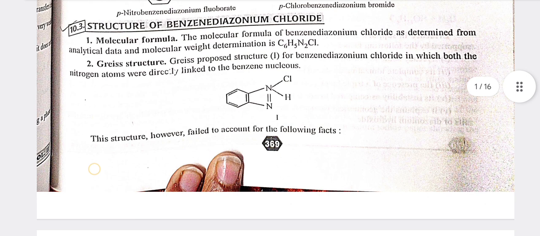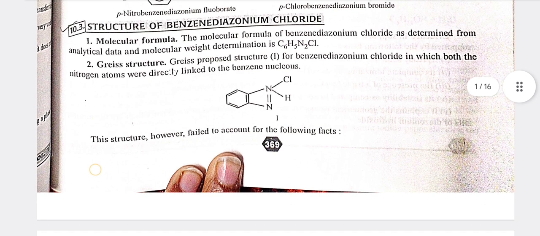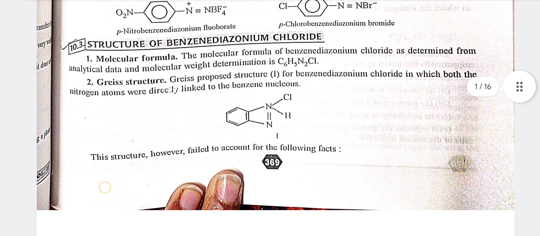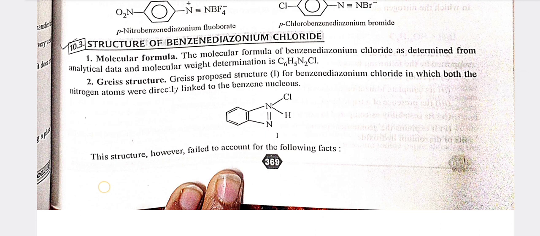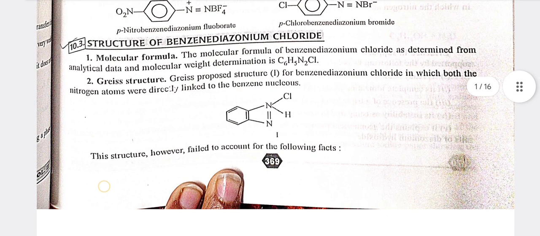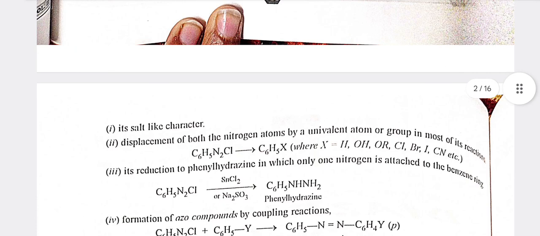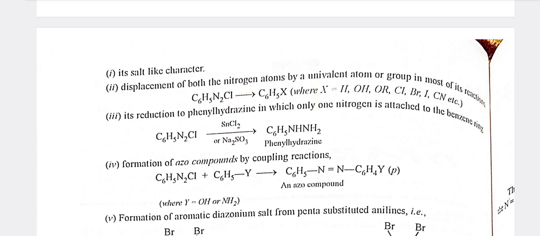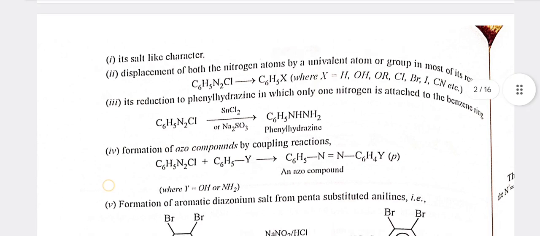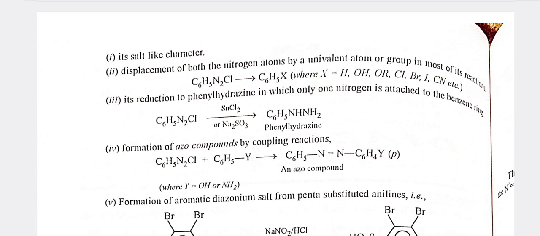Structure of benzene diazonium chloride. Molecular formula. The molecular formula of benzene diazonium chloride is determined from analytical data and molecular weight determination as C6H5N2Cl. Griess structure. Griess proposed a structure for benzene diazonium chloride in which both the nitrogen atoms were directly linked to the benzene nucleus. Its salt-like character, displacement of both the nitrogen atoms by univalent atom or group in most of its reactions, its reduction to phenyl hydrazine in which only one nitrogen is attached to the benzene ring.